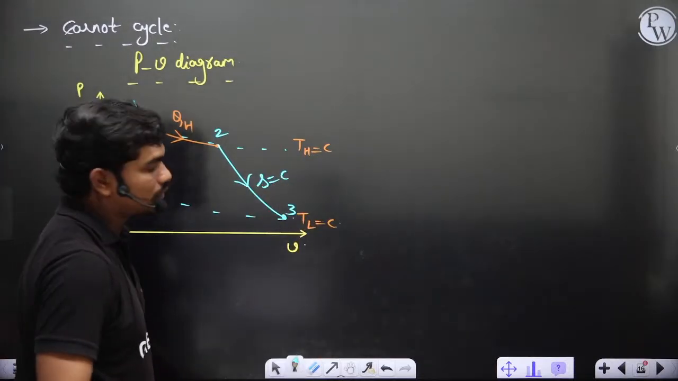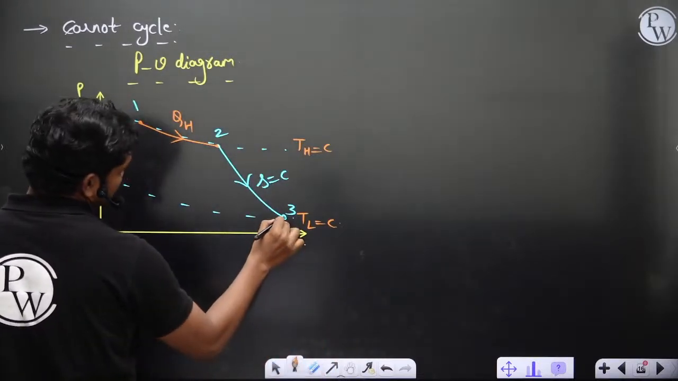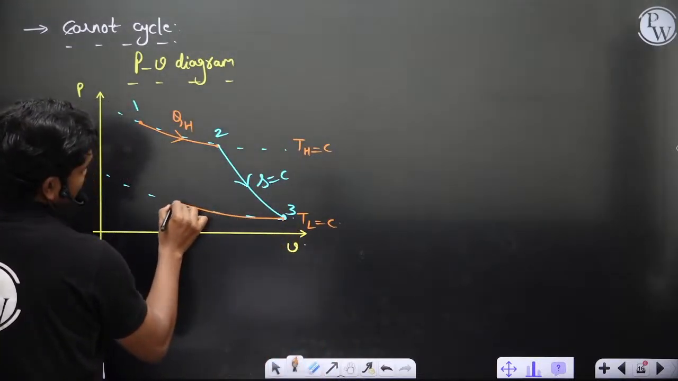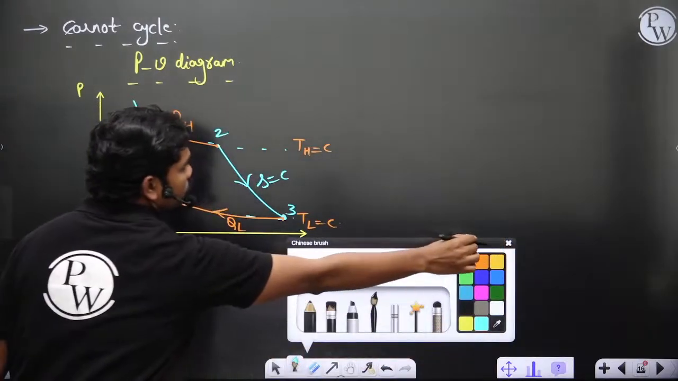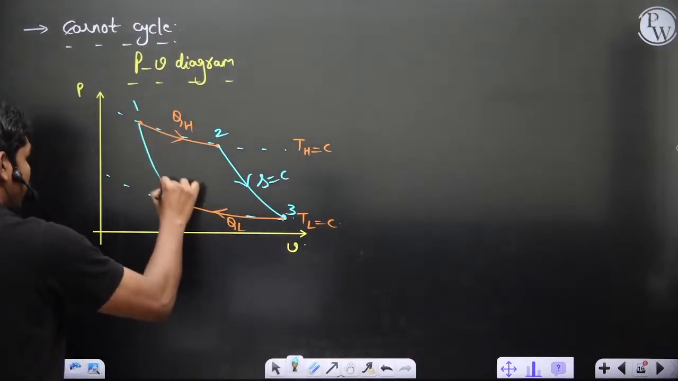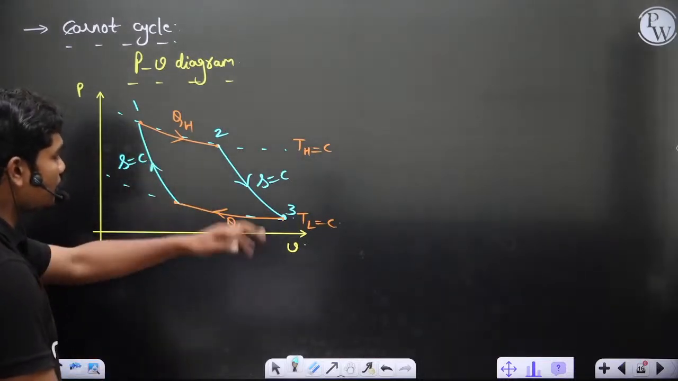Okay, PV and TS is fine. Then you have heat rejection along this constant temperature, QL across TL, and then you will again do compression to take it to the same initial state adiabatically. So this is isentropic. Clear? So this is how we have the Carnot cycle.